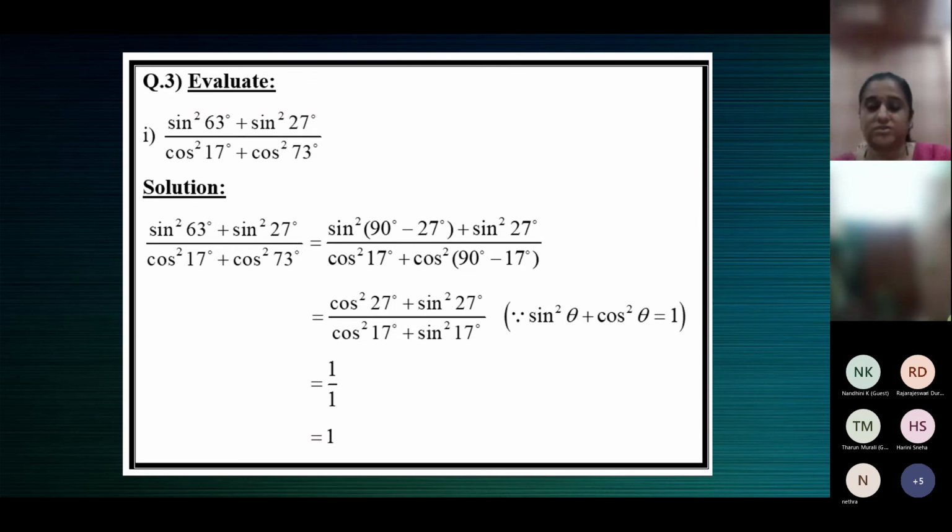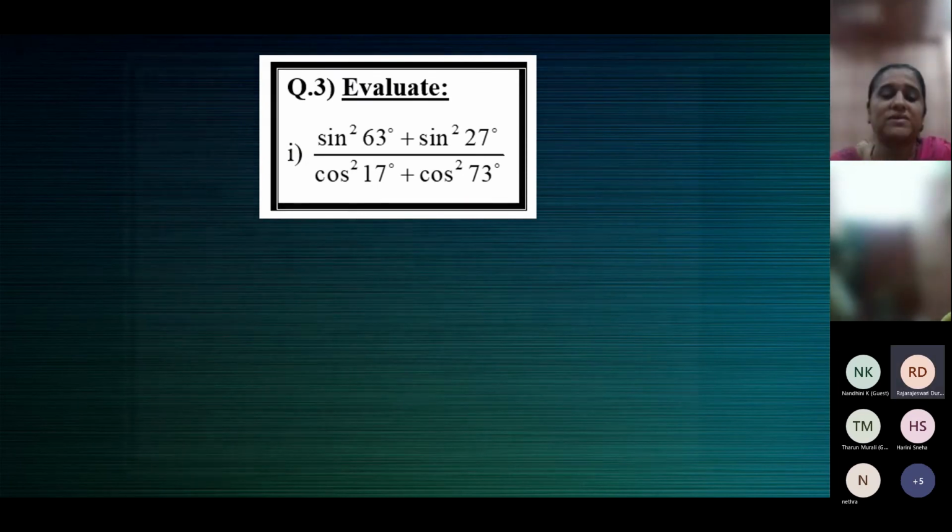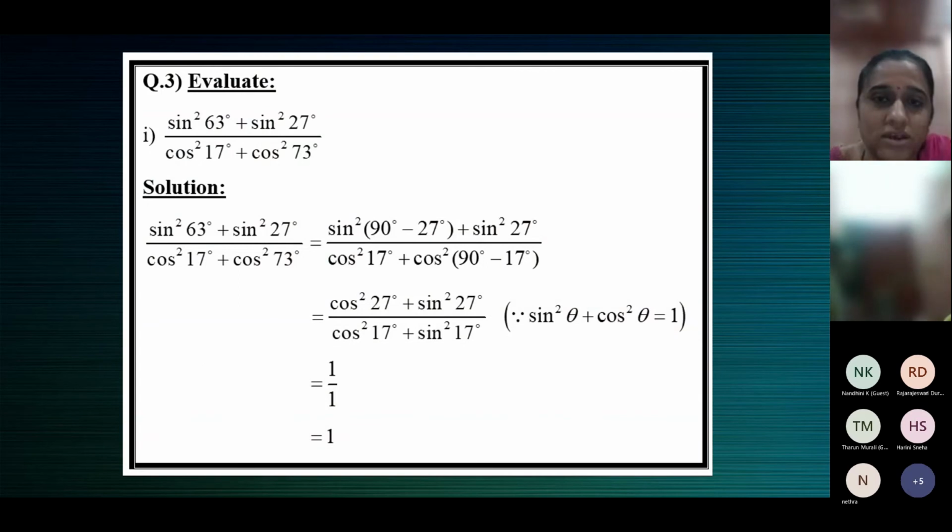Yeah, I wanted to discuss this. Some schools, see, did you understand what I told you, children? All of you? Yes, ma'am. Now this presentation, I see some schools, some teachers work it like this. The idea is the same, but the way they use complementary ratios may be slightly different. Some teachers, what they do is, this is sine square 63, right? They'll write sine square as it is. What is 63? 90 minus 27.